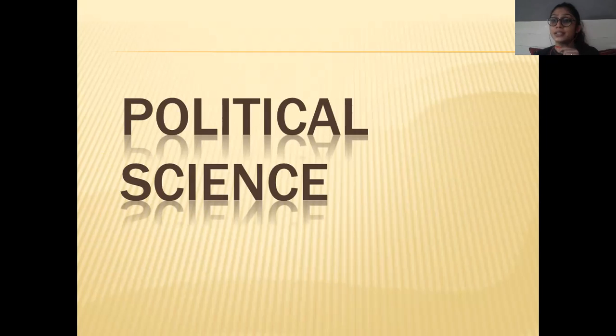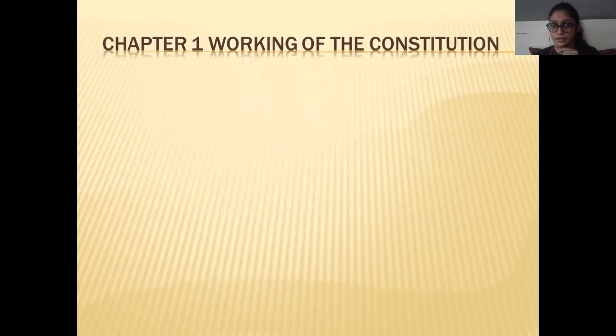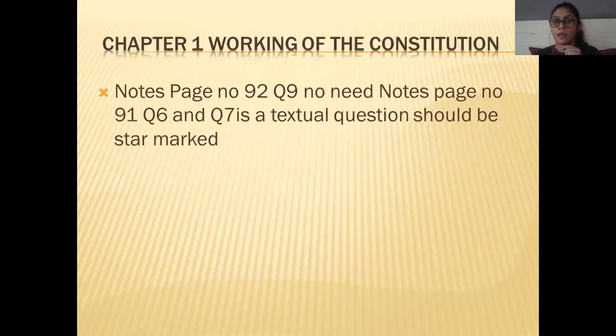Now, political science. Let's do the correction in the notes of political science. Chapter number 1, that is the working of the Constitution. Notes on page number 92. Question number 9, no need notes, page number 91. Question number 6 and 7 are textual questions, so they should be star marked. Please mark it.